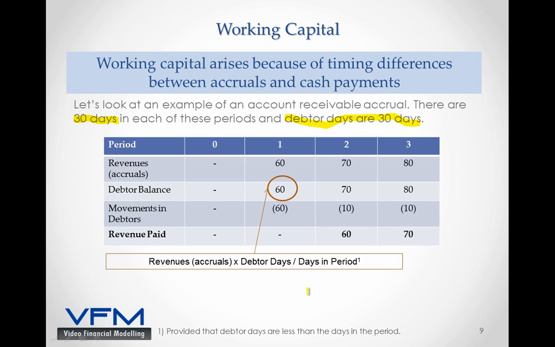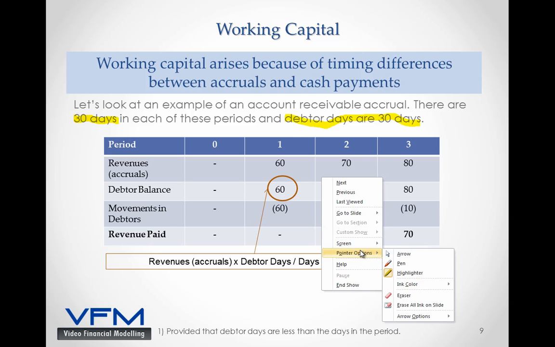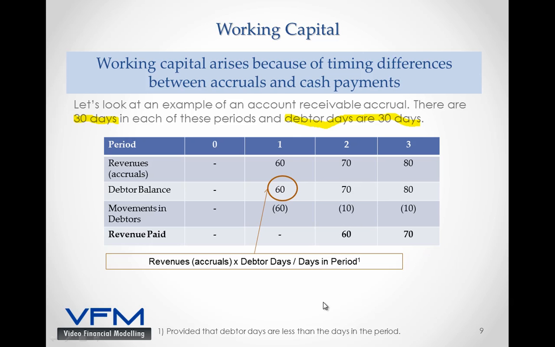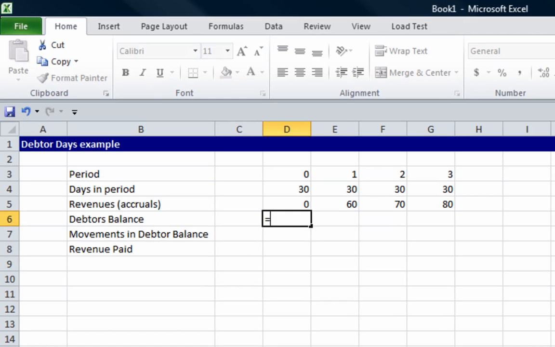And now let's have a look at the formula here. So what we've got here is revenue accruals times the debtor days divided by the days in the period. So let's put in the formula and then we'll talk a bit about it in a second. So we've got equals revenue times, and our debtor days is 30. I'm going to hard code it in the actual cell. You shouldn't usually do this, but let's do it for the purposes of this example. Then divided by this. Okay.